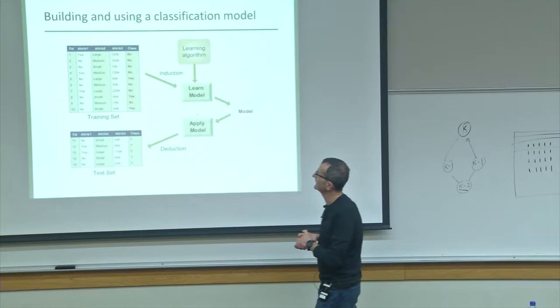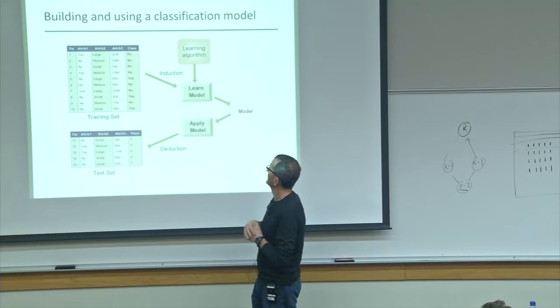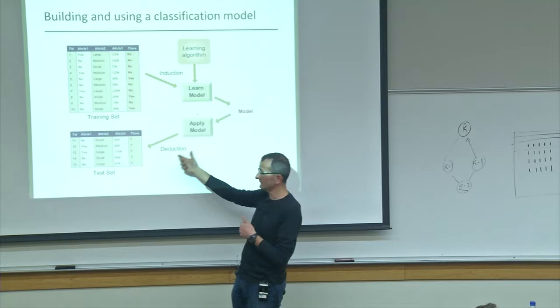And then we have a process in which we deploy some sort of an algorithm to learn a model. And then once we learn that model, given a bunch of records that do not have the class label, we'll try and predict the class label, okay?